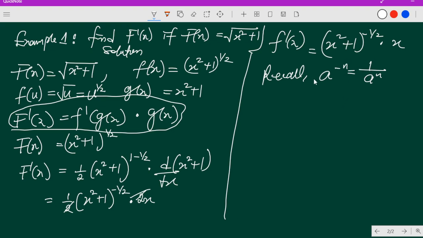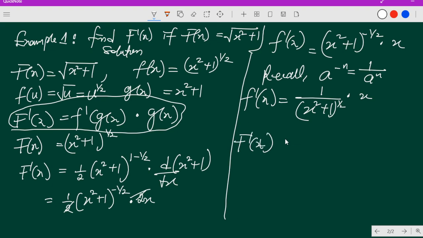Therefore, in writing the f of s, it will give us 1 over s squared plus 1 dot x all raised to power half, meaning that the derivative of x is now x over s squared plus 1 all raised to power 1 over 2. Therefore, this is the final answer for this. This is just the first method.